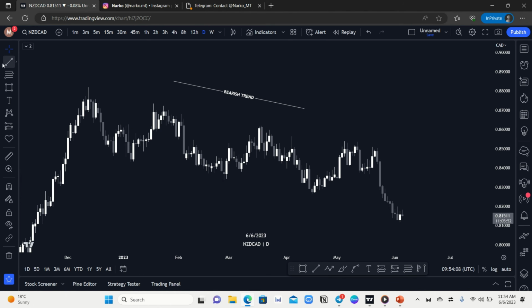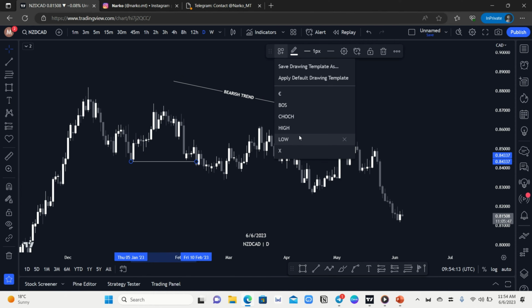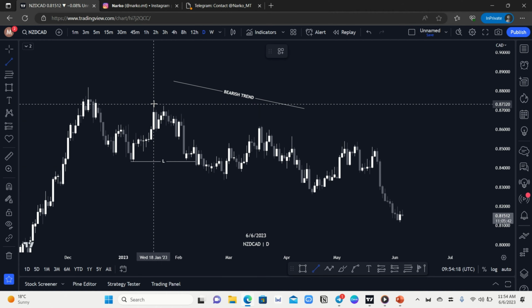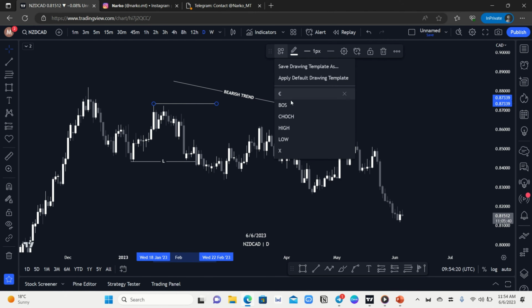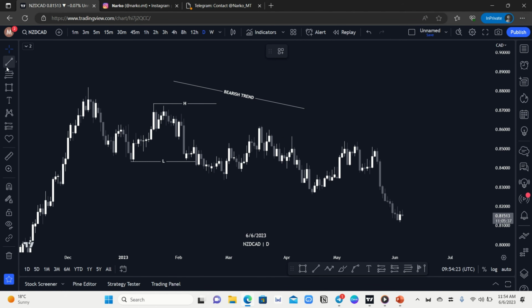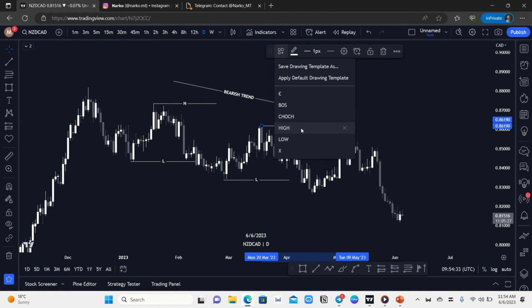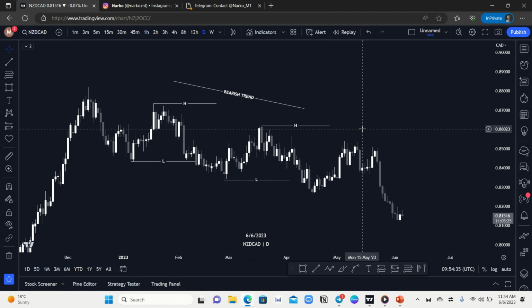Whereby we are disrespecting our lower lows and respecting our lower highs. Again, disrespecting our lower lows and respecting our lower highs. Since we have this, we are looking for selling opportunities and not buying opportunities, because we are in a bearish trend.